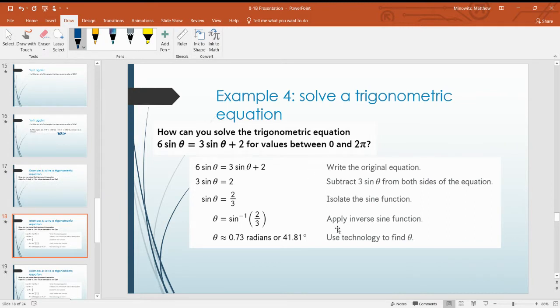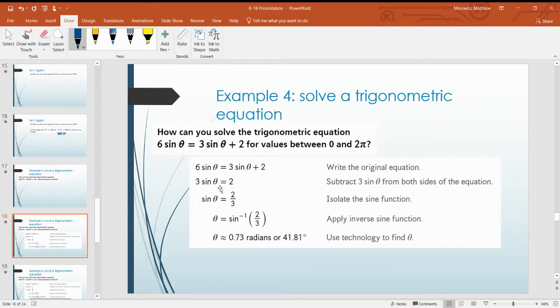Okay, and you don't need to write the rules on the side of what you're doing, but it may help to think about why do I do something. So my goal has always been to get the variable on one side. So I'm going to try to subtract 3 sine theta on both sides to get 3 sine theta equals 2.